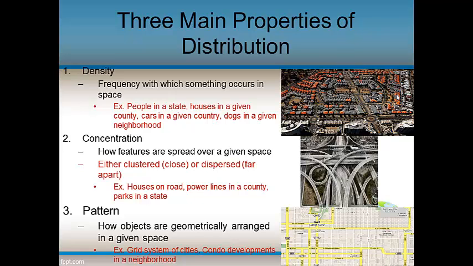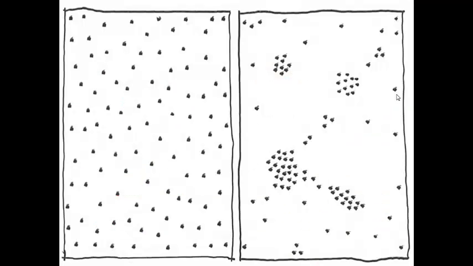And the last thing we have is pattern. By pattern, I literally mean how objects are arranged. The best example I can give you is the grid system for cities. Think of New York, it's on a grid system. If you look at this picture here, that's a grid system. Many condos also develop a pattern. Think of farmland. Farmlands can develop patterns as well. Lots of different examples. All right, let's go to this dot theory here, this density versus concentration.